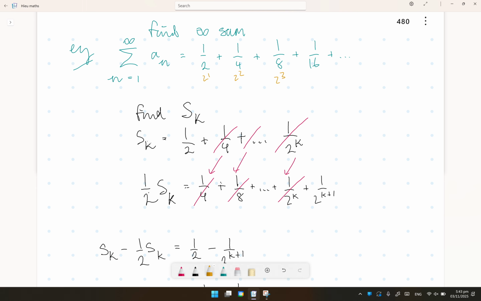And now let's do another one where it's 1/2 s_k, which is equal to 1/4, 1/8, and then 1 over 2^k plus 1 over 2^(k+1), right?